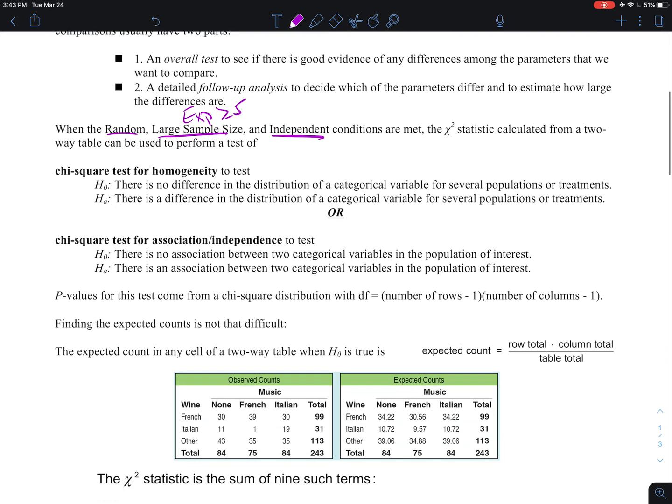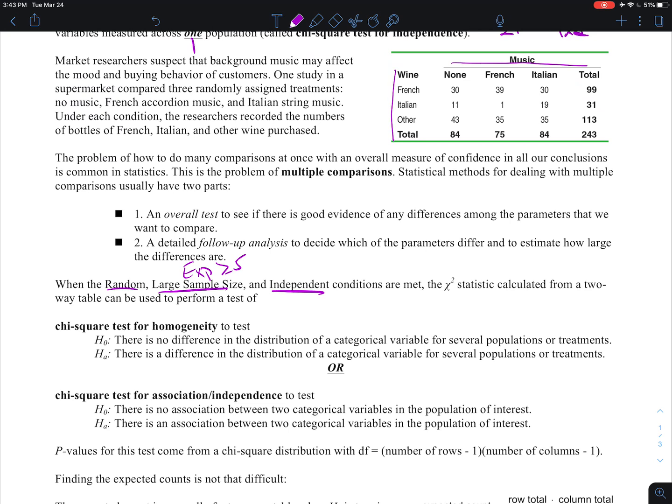Now, if we were considering this data set as multiple groups, say, for example, the group listening to no music, the group listening to French music, and the group listening to Italian music. So in a sense, there were 3 random samples taken, and we looked at the distribution of wine purchased for each of those groups. Then we're considering this one categorical variable of wine and that distribution that was purchased for each of these 3 groups.